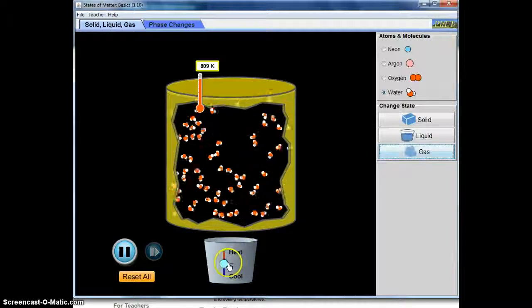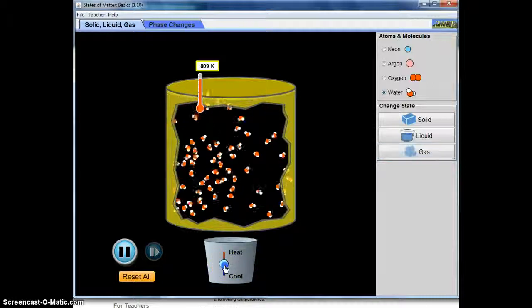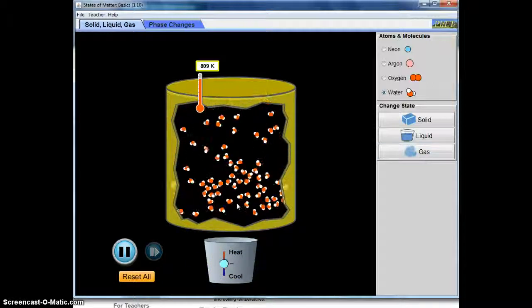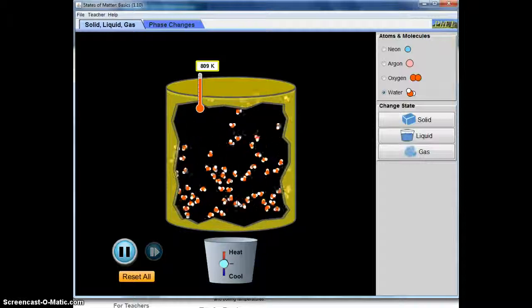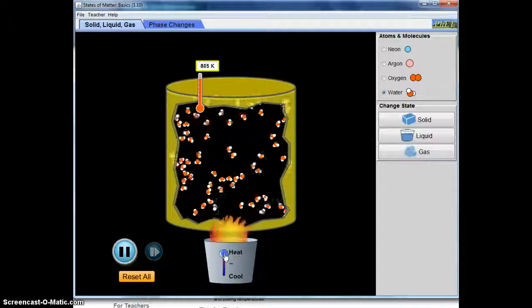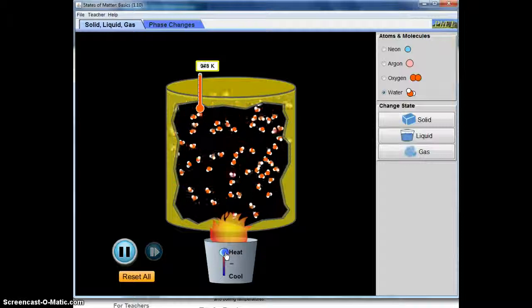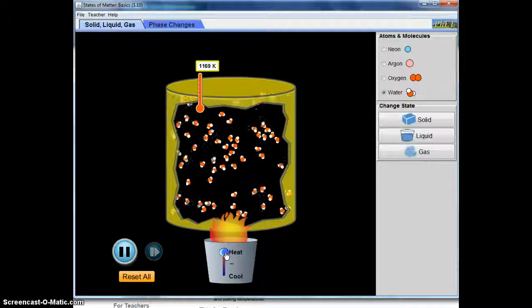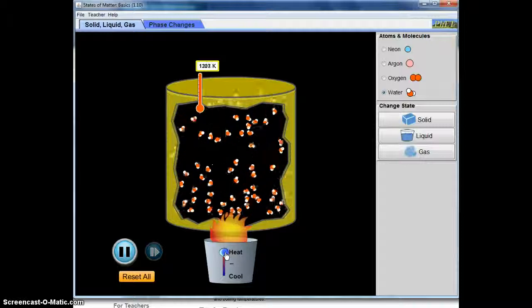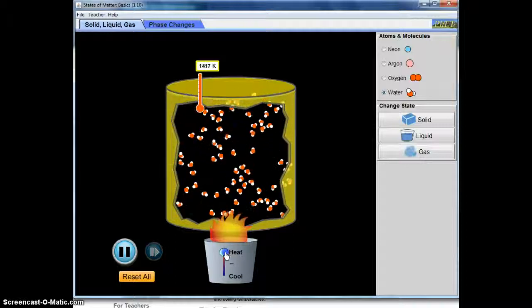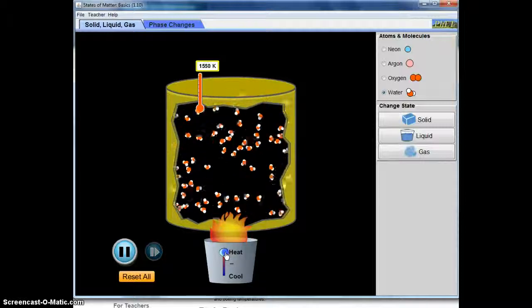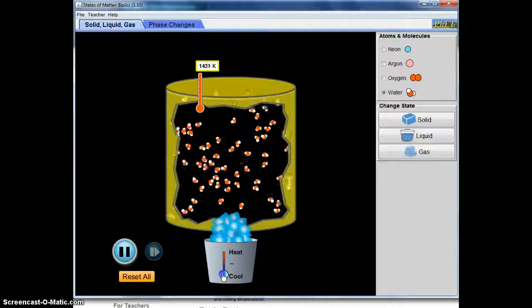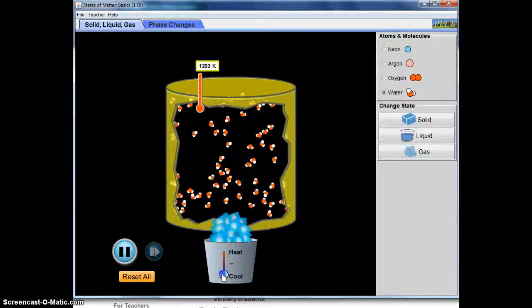At the bottom here, we can heat things up. Because it's a gas, it already has a lot of energy, and if we add heat energy to it, it's going to increase its kinetic energy, which means it's going to move a lot faster. So I turn up the heat, and you can see that these molecules of water vapor are moving faster and faster.